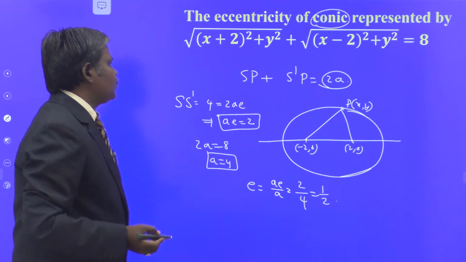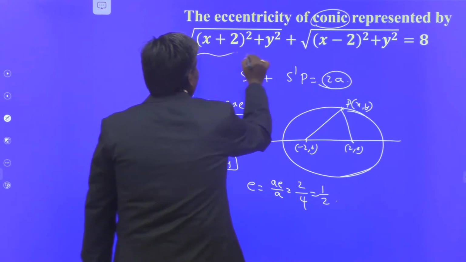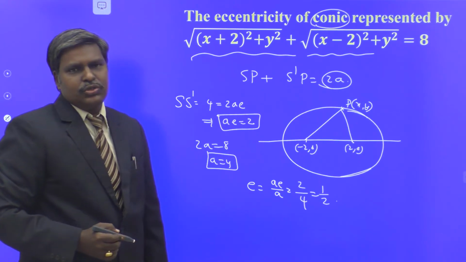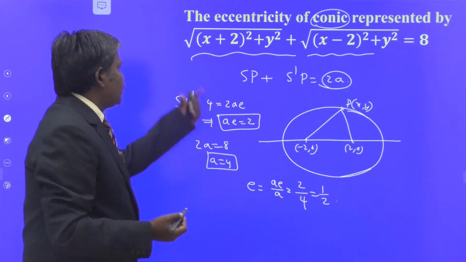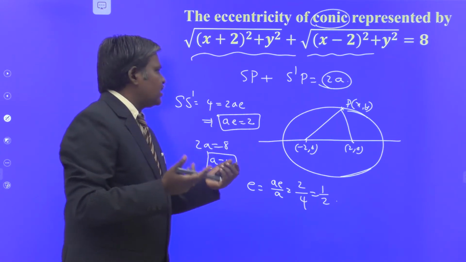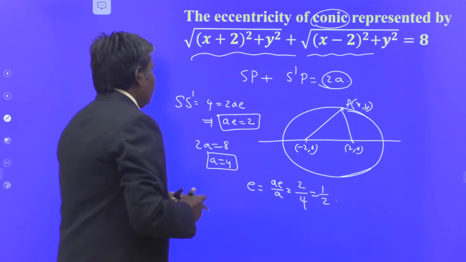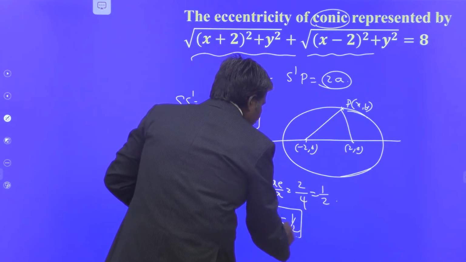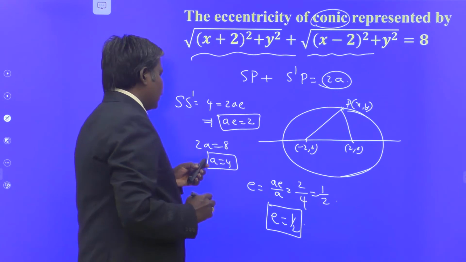It is also a very simple problem, but you have to identify that it is of the form SP plus S'P is equal to 2a. If you observe that it is of this form, then your job is over. So, what is your eccentricity here? Eccentricity e is equal to 1 by 2. Next one.